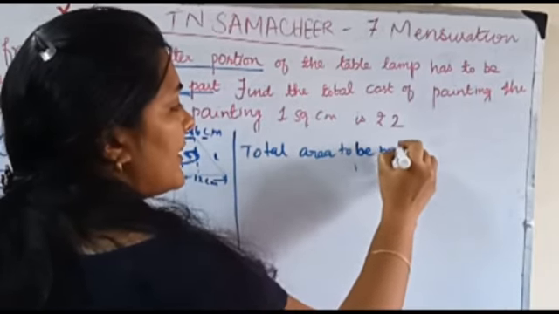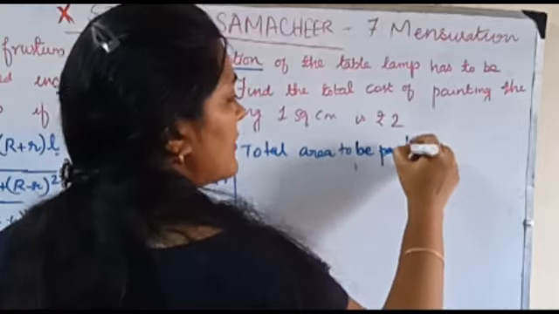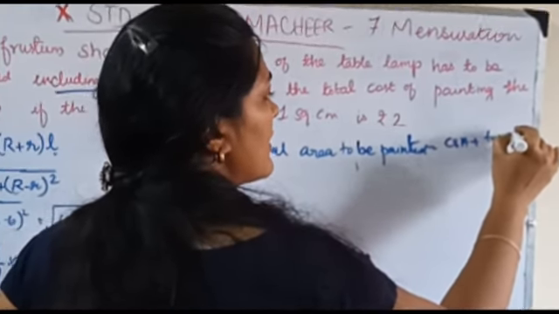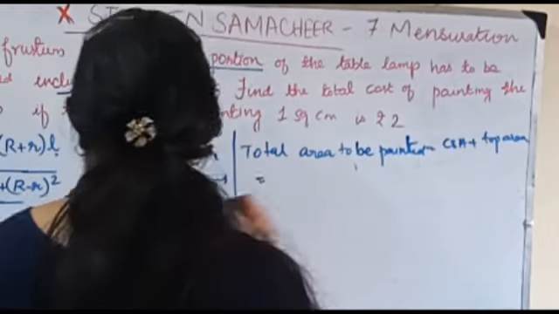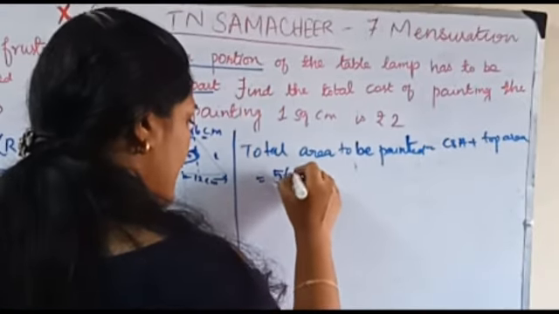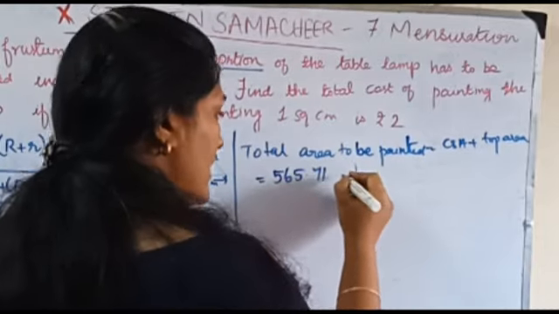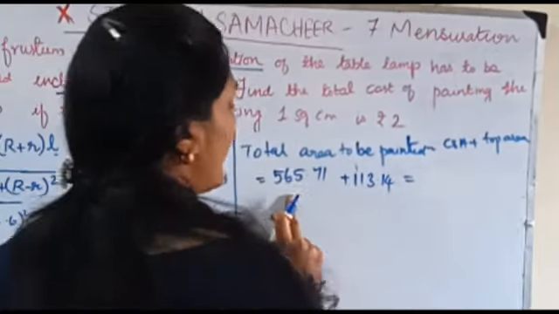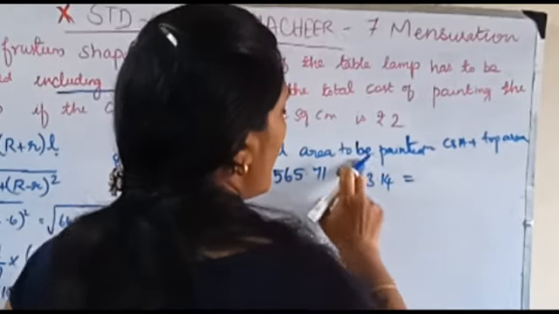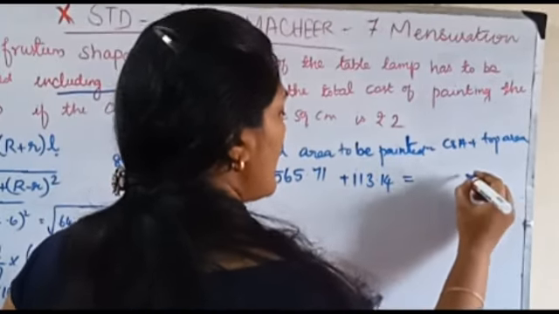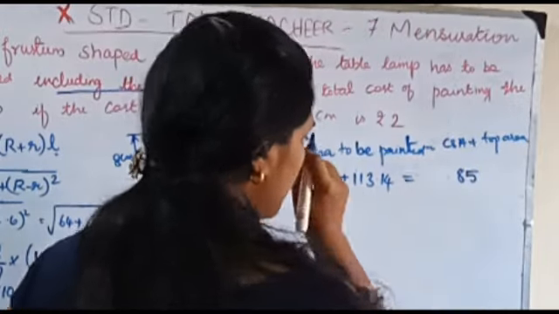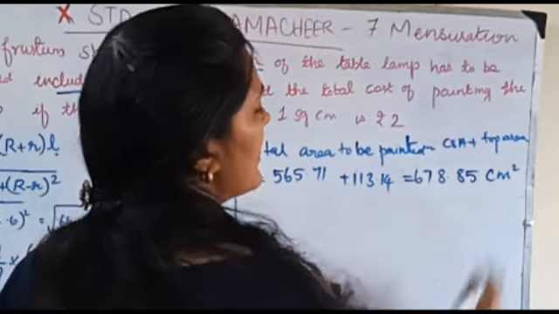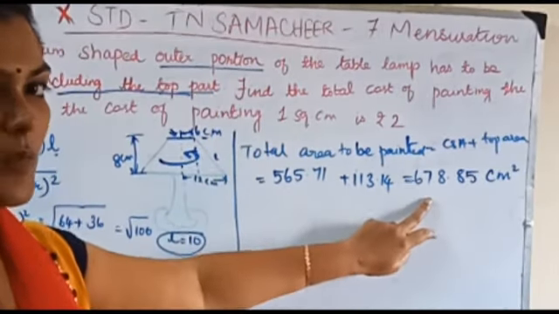Now total area to be painted is equal to curved surface area plus top area. What is our curved surface area? 565.71 plus 113.14, which will give you 678.85 centimeters square. So this much area we have to paint.